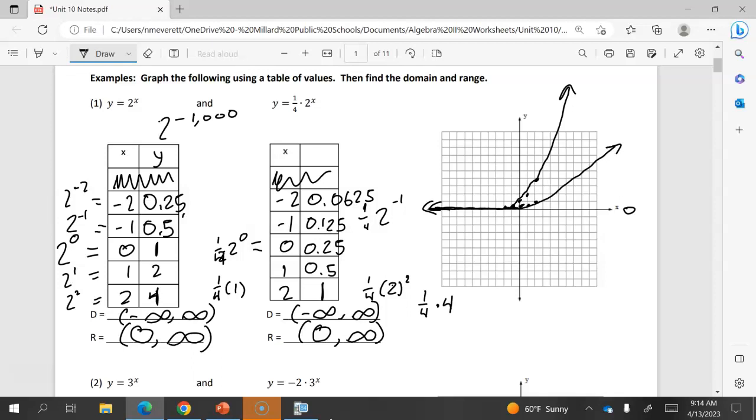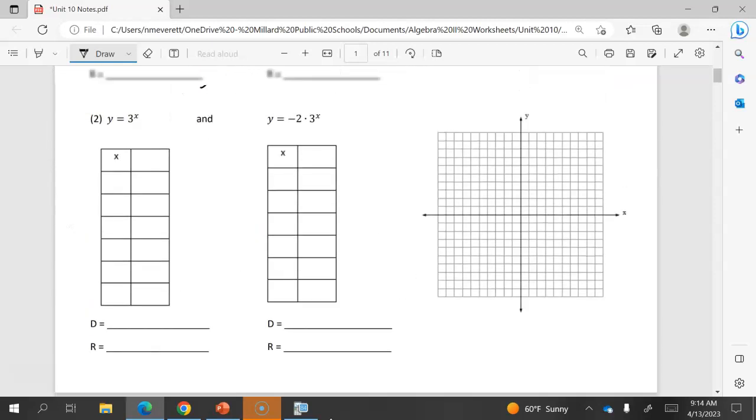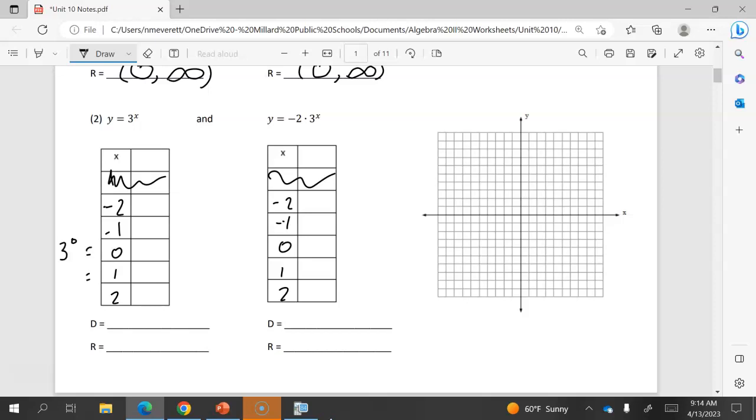Okay, let's graph a couple other ones here. We've got negative 2, negative 1, 0, 1, 2. Do the 0 and the positives first. 3 to the 0 is 1. 3 to the 1 is 3. 3 squared is 9.